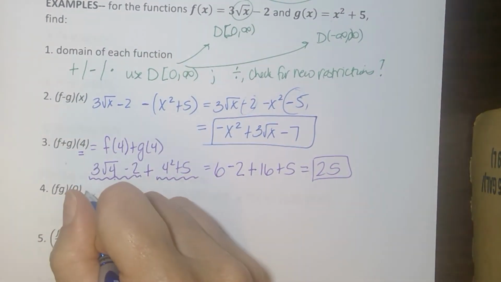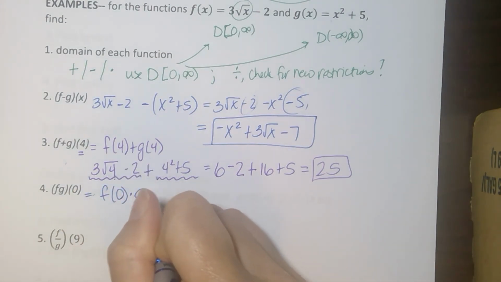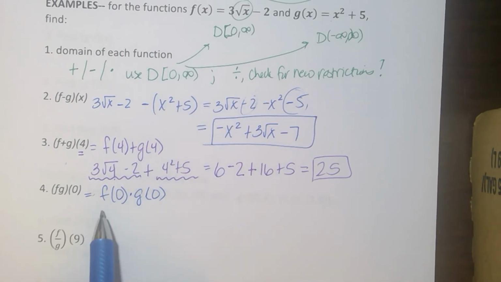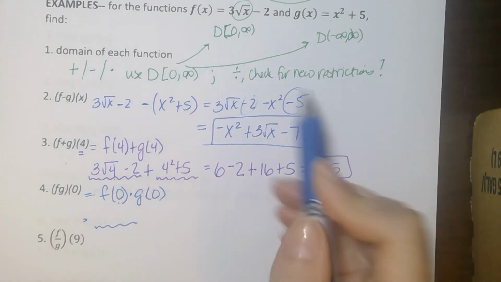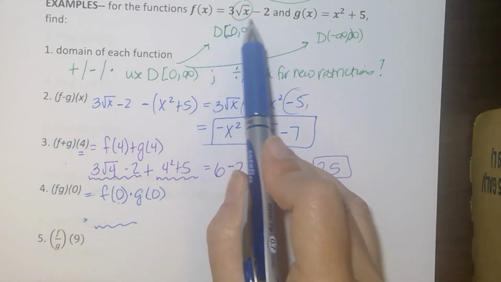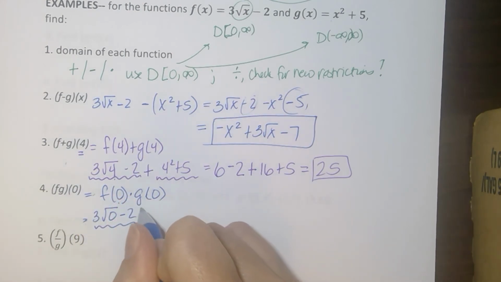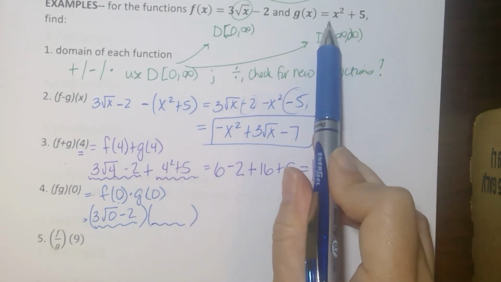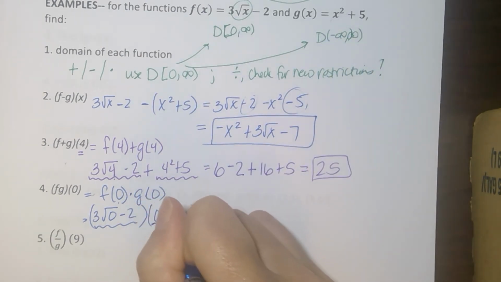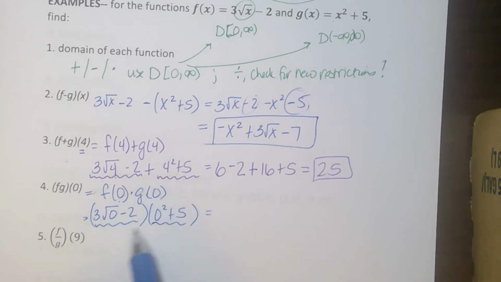Again, if I'm just doing a single value, it's just as easy to plug it in to start with. So I'm going to do f of 0 times g of 0. Well, f of 0 is 3 square root 0 minus 2, times g of 0, 0 squared plus 5. Okay, order of operations, simplify inside your groupings.